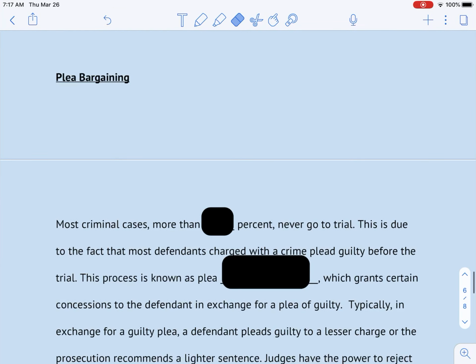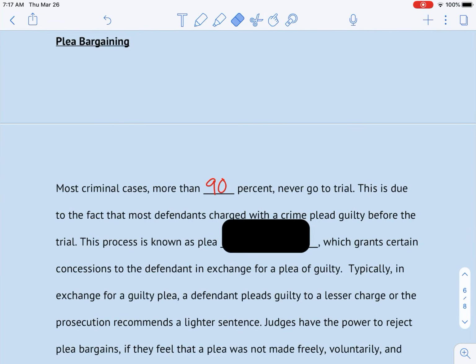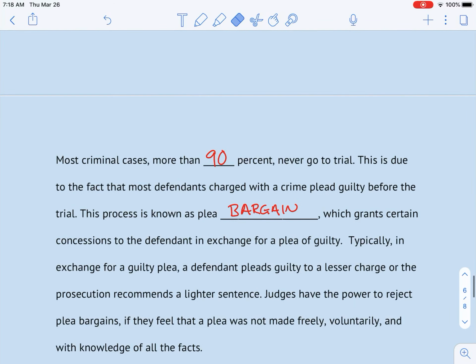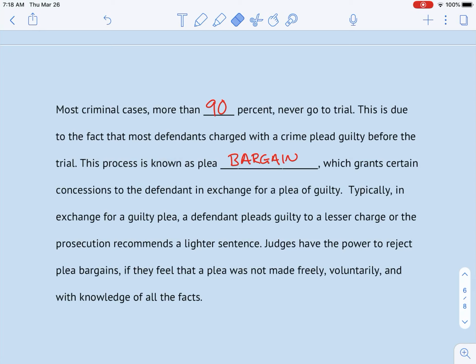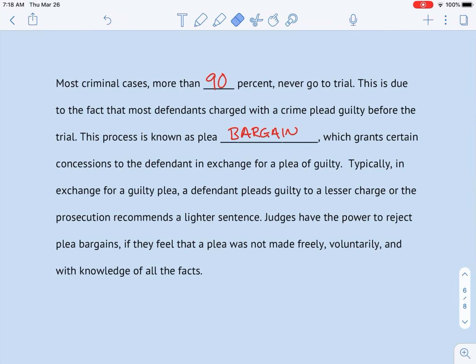Plea bargaining. Most criminal cases, in fact more than 90%, never actually go to trial. This is due to the fact that most defendants charged with a crime plead guilty before the trial. This is known as a plea bargain. So the defendant will plead guilty in exchange for certain concessions. So typically in exchange for a guilty plea, the defendant pleads guilty to a lesser charge, or the prosecution recommends a lighter sentence. Now, judges have the power to reject plea bargains if they feel that the plea was not made freely, voluntarily, and with knowledge of all the facts. So it is possible for a judge to reject a plea bargain.